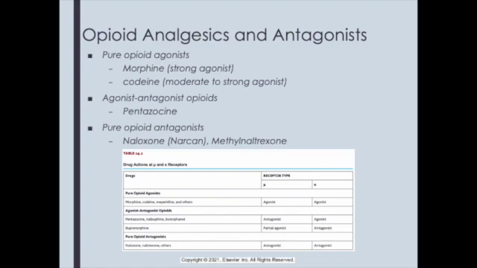Last is the pure opioid antagonist. The pure opioid antagonist acts as an antagonist at both the mu and the kappa receptors, and these drugs don't produce analgesia or any effect caused by opioid agonists. Their principal use is the reversal of respiratory and CNS depression that can be caused when we overdose with opioid agonists. So again, it's a reversal of the opioid agonist. One of these drugs, methylnaltrexone, is used to treat opioid-induced constipation. A familiar drug is naloxone or Narcan. This is a prototype of a pure opioid antagonist.